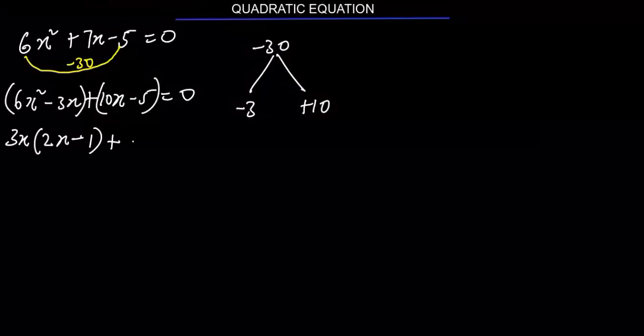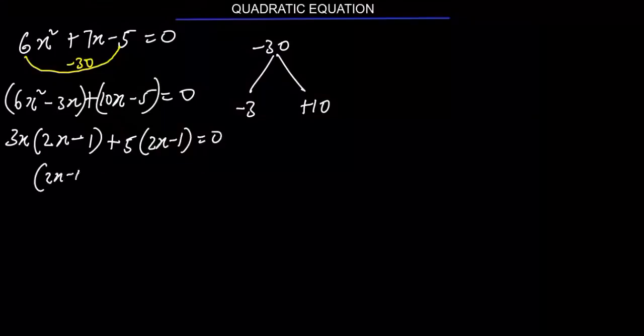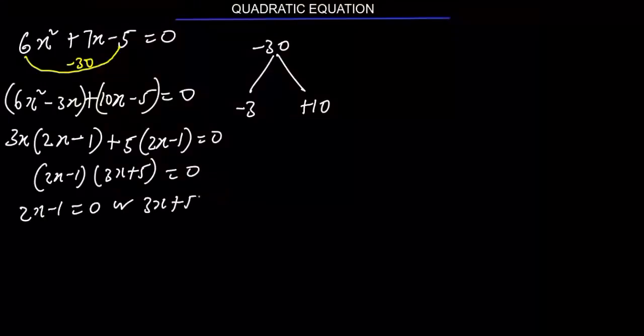Plus, what's common to both of them? That's 5. Then this will give me 2x minus 1. You can see we are on the right track. So pick what is common, 2x minus 1, and pick the outside one, 3x plus 5 equals 0. So here I'll say 2x minus 1 equals 0 or 3x plus 5 equals 0.